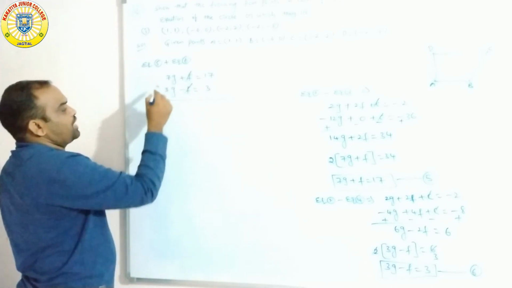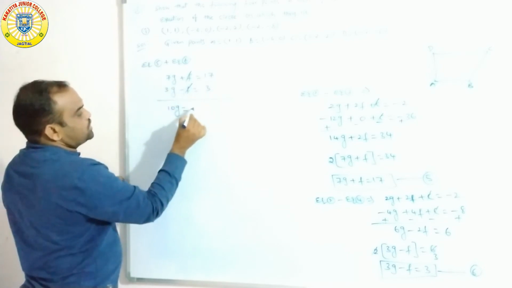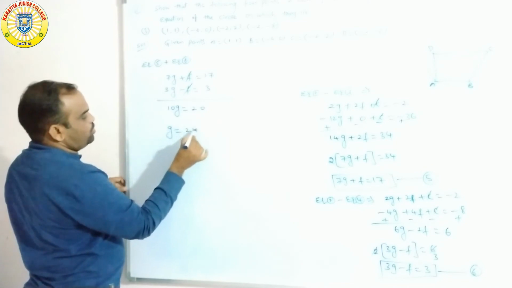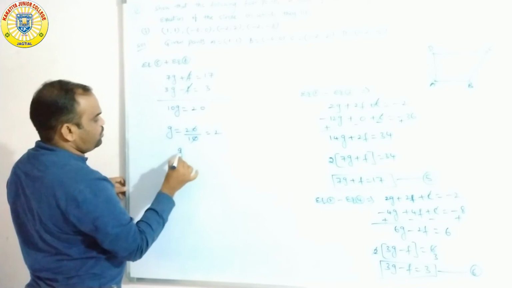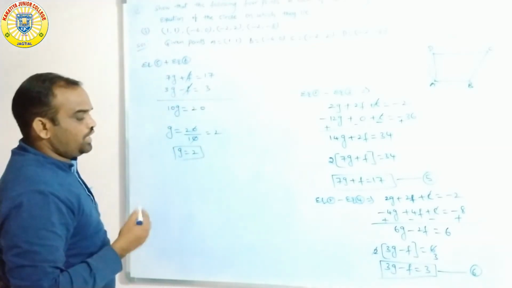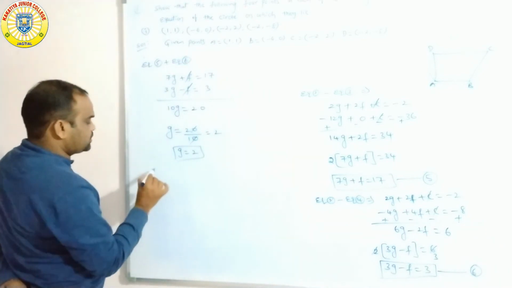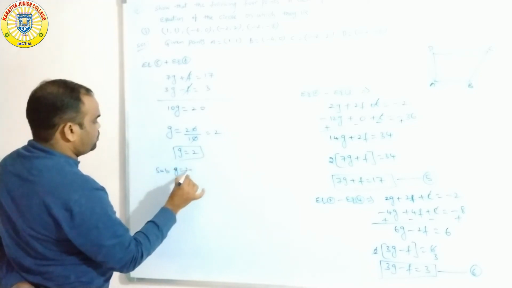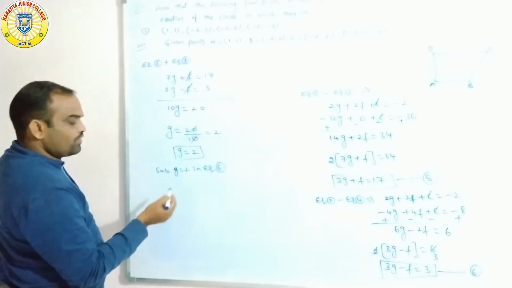Plus f minus f cancel. 7g plus 3g is 10g, equal to 17 plus 3, which is 20. Here g is equal to 20 by 10, zero zero cancel. Here g is equal to 2. Substitute g is equal to 2 in equation 5 or equation 6. I am substituting in equation 6. What is equation 6?